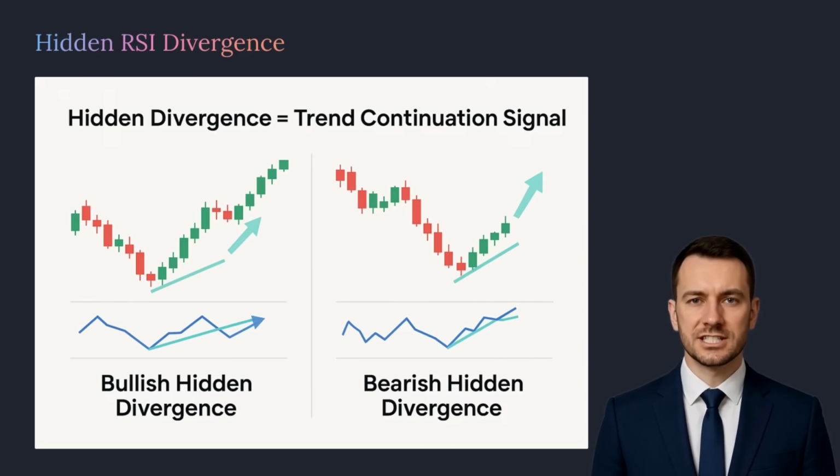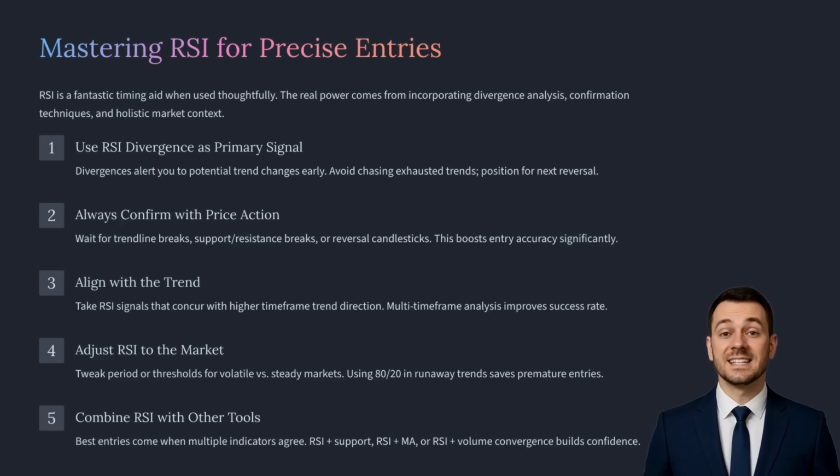Hidden divergences can be used to time entries in the direction of the prevailing trend, buying pullbacks in an uptrend or shorting bounces in a downtrend, with accuracy. They are another tool to keep in your arsenal as you become more comfortable with standard divergence. The RSI indicator can be a fantastic aid for timing your trade entries, but only when used thoughtfully. For beginners, the first step is understanding RSI's basics, the significance of 70-30 levels, and why context matters.